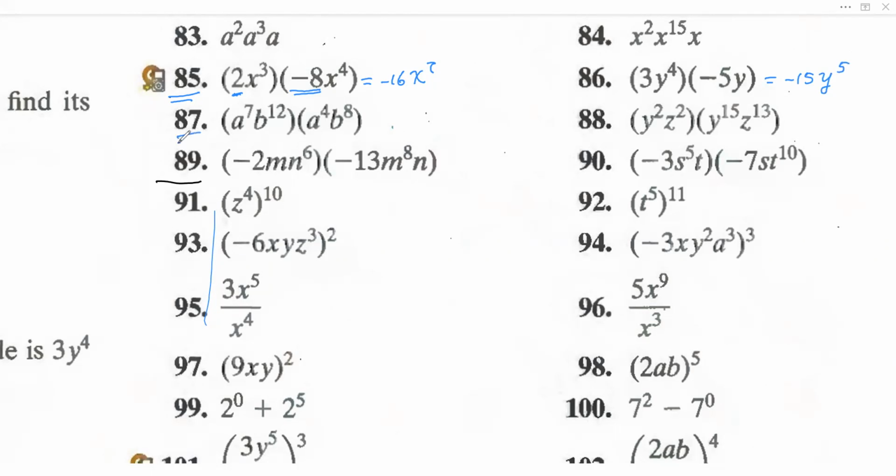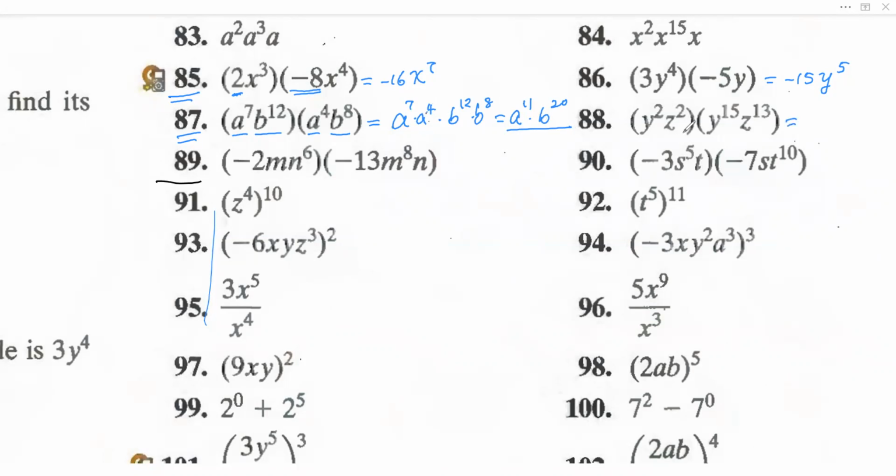All right, so 87. So this part actually has two factors here, right? All right, so we use commutative methods. Actually, you can say A and B is this part, right? So you get A power 11, 7 plus 4 here, B 12, 8 plus 4, you got 12. So actually these two factors as well.